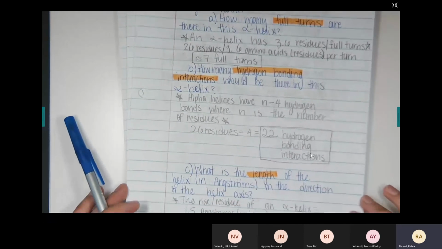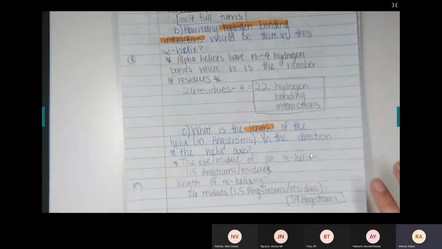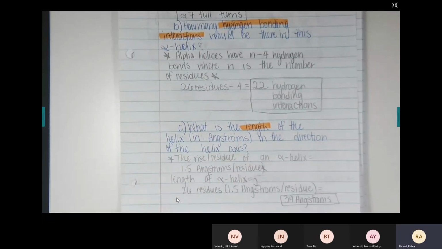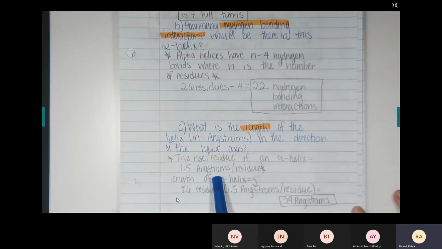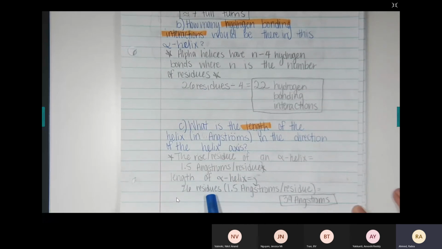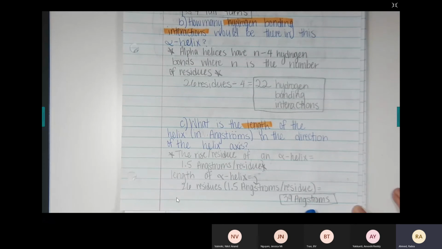And then for 3C, what is the length of the helix in angstroms in the direction of the helix axis? So you have to know that the rise per residue of an alpha helix is equal to 1.5 angstroms per residue. So the length of the alpha helix is going to be equal to 26 residues times 1.5 angstroms per residue, which is equal to 39 angstroms.